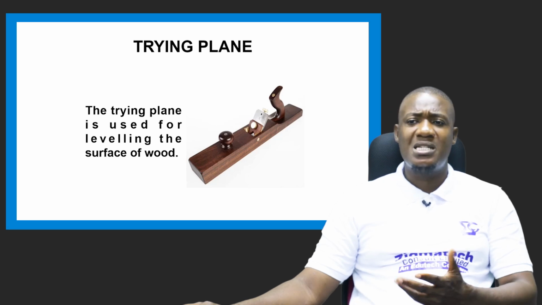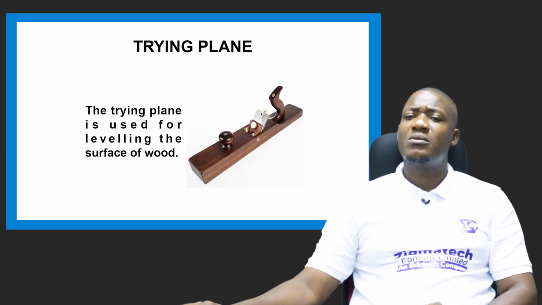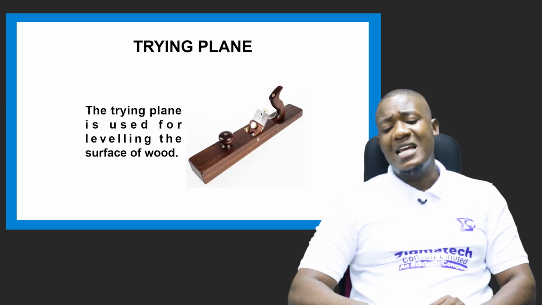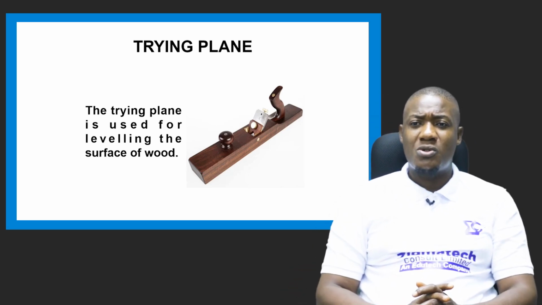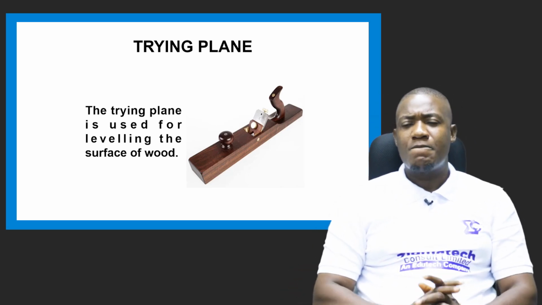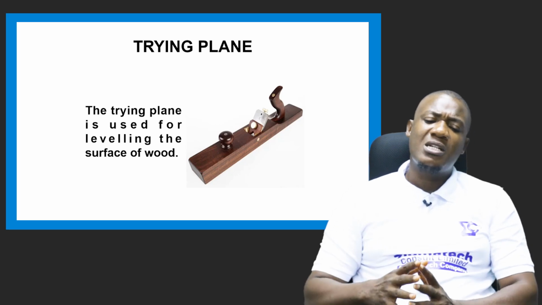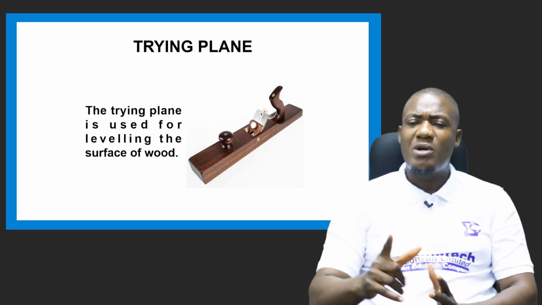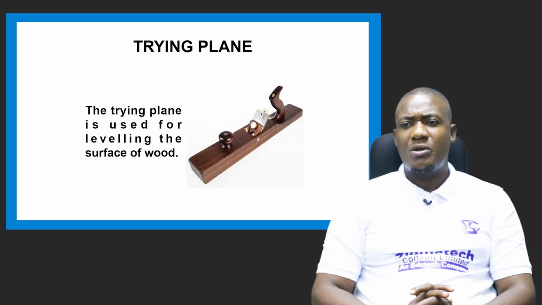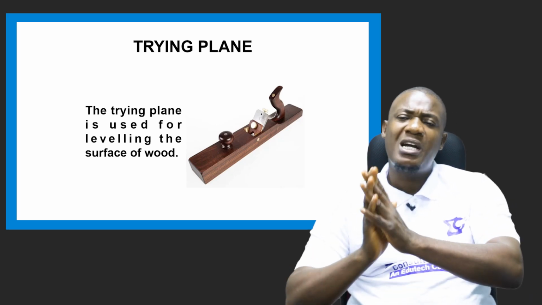Trying plane here, you can see it's a wooden plane. We want to take a level of the wood. The trying plane does that. It takes a level of the wood. We use the trying plane for that purpose. Okay, so it's for that.